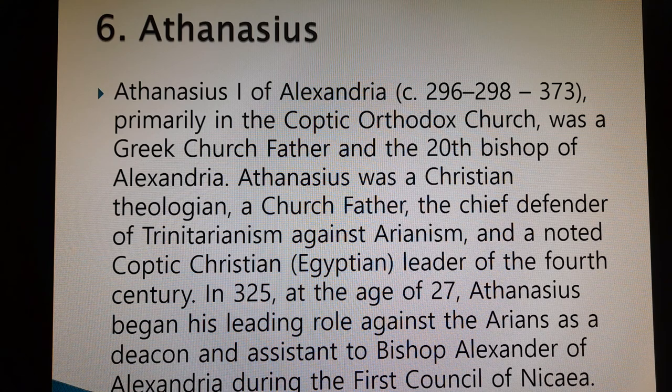Athanasius I of Alexandria, in the late 3rd and 4th century, primarily in the Coptic Orthodox Church, was a Greek church father, the 20th bishop of Alexandria. Athanasius was a Christian theologian, a church father, the chief defender of Trinitarianism against Arianism, and a noted Coptic, that means Egyptian, Christian leader of the 4th century. In 325, at the age of 27, Athanasius began his leading role against the Arians as a deacon and assistant to Bishop Alexander of Alexandria during the First Council of Nicaea. It was in this year they decided against Arianism, right?